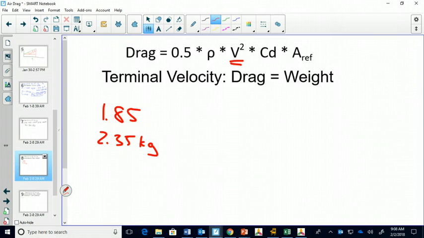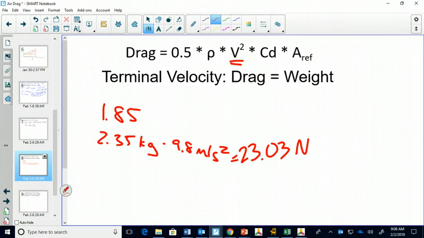But is that weight? Kilograms is a measure of weight or mass? It's mass. How do I find weight? By gravitational acceleration, right? Times 9.8 meters per second squared. Okay. So what does that give me? Should be close to 23.5, 22 and a half, somewhere around there. 23.03. Okay. And again, we're in newtons. So we're saying that that is our drag force.